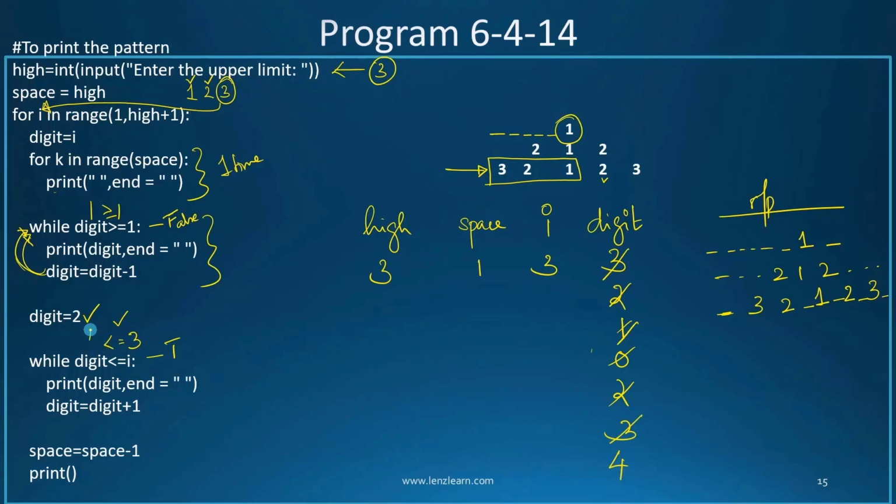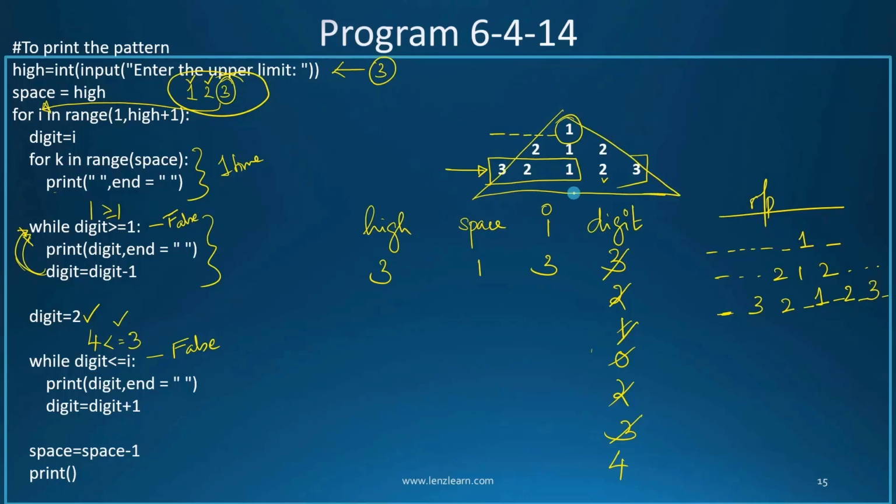Now I will check 4 is less than or equal to 3. You can see this will evaluate to false. Okay, because I have printed the 3, and now I can terminate the program. So now this will evaluate to false. I will come out of this while loop. I will go back to the for loop, which is already finished. My program will terminate. Okay, so this is how it will print this pyramid pattern.